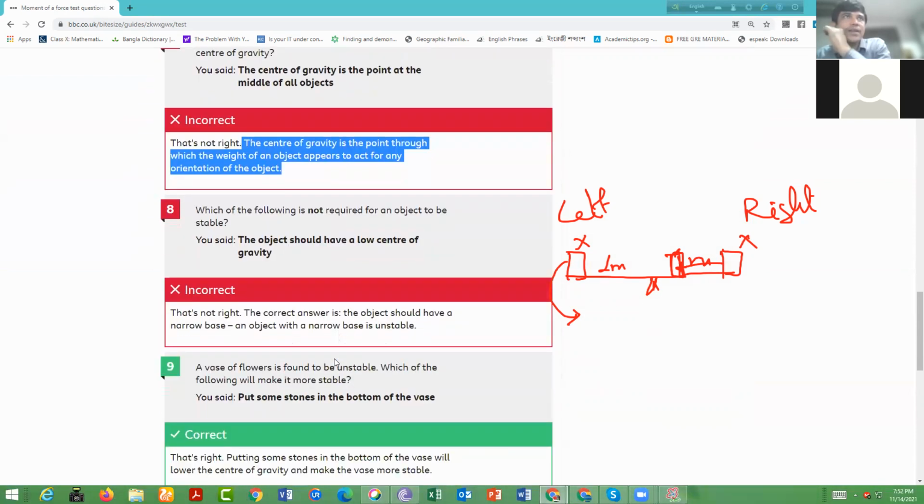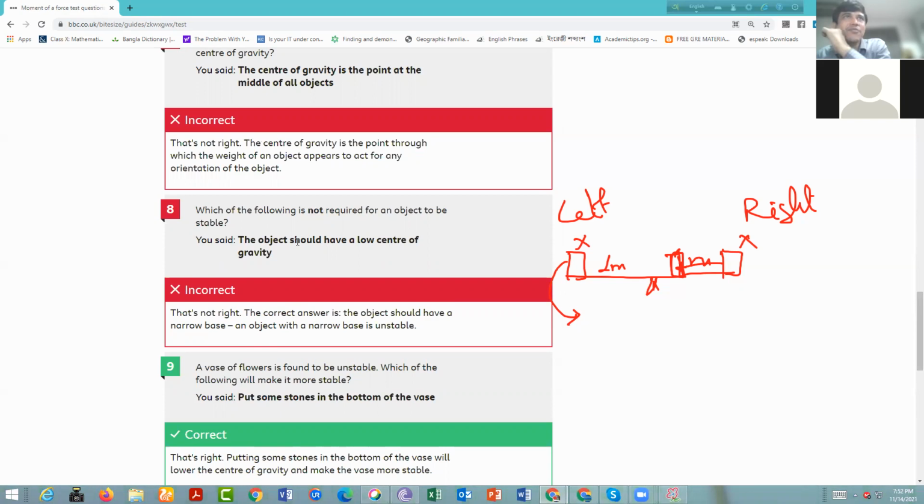Now, which of the following is not required for an object to be stable? The object should have a low center of gravity, you said. The correct answer is the object should have a narrow base. An object with a narrow base is unstable. Okay. See, your answer would have been correct if the word 'not' was there. Okay.